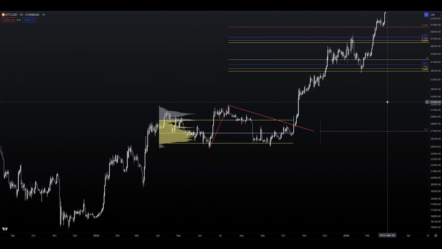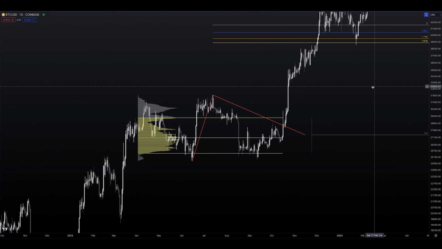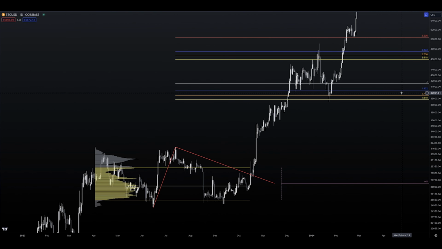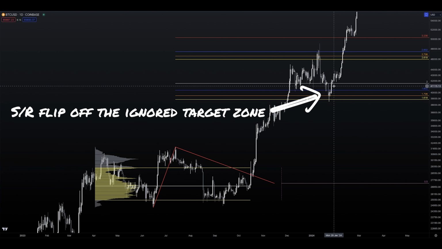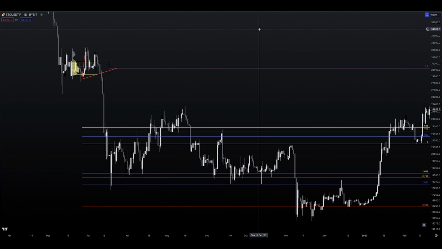Now I can use this same range to go over another topic, which I briefly mentioned earlier. If any of the sets of targets are disrespected, like the first set of targets here as we went up, that area can actually be looked at for a backtest for continuation of the higher time frame move. Let's look at a few more examples.